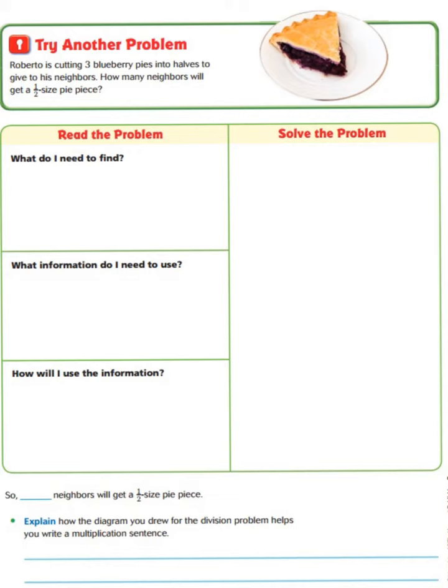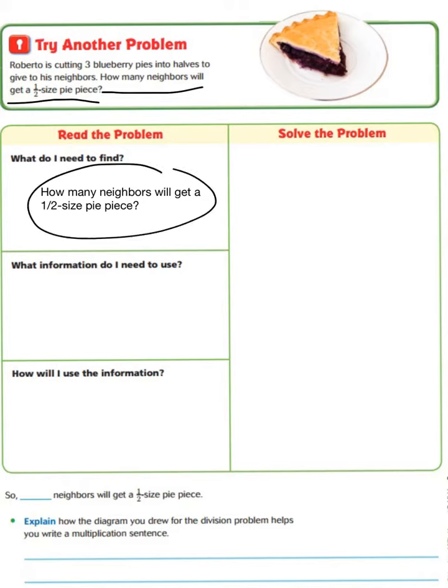So let's take a look at another problem. Roberto is cutting 3 blueberry pies into halves to give to his neighbors. How many neighbors will get a 1/2 size pie piece? So let's break the problem apart again. Well, we've already read the problem, so what do I need to find? Well, we noticed that our question in the word problem was how many neighbors will get a 1/2 size pie piece? So that then becomes what it is we need to find.